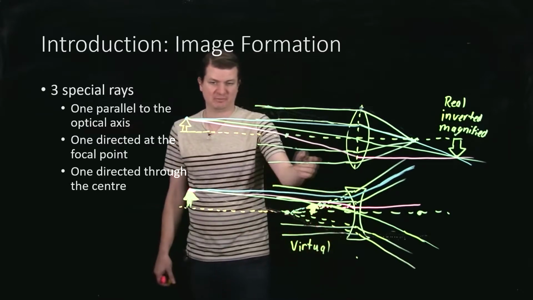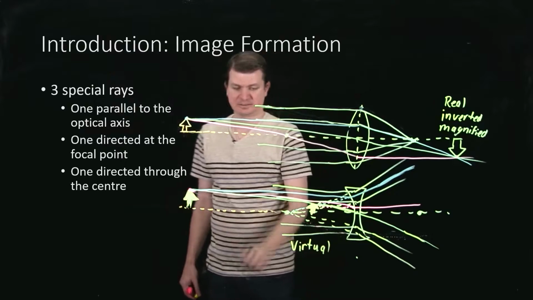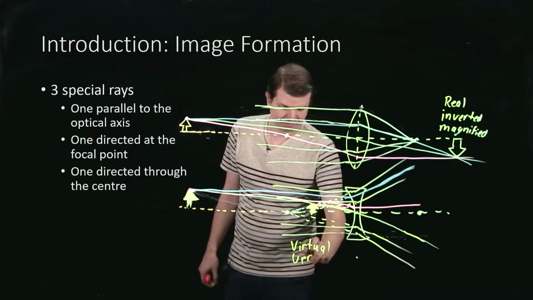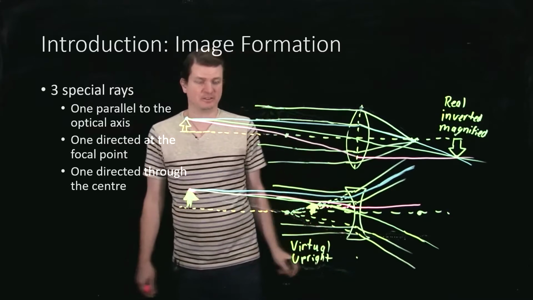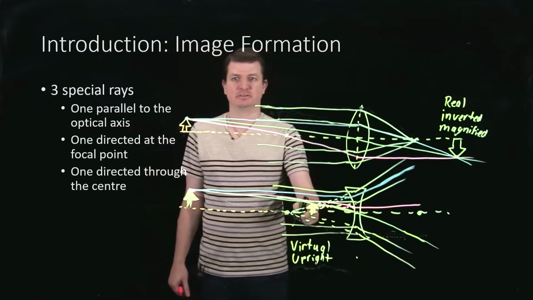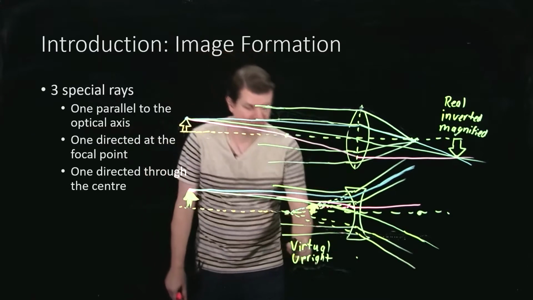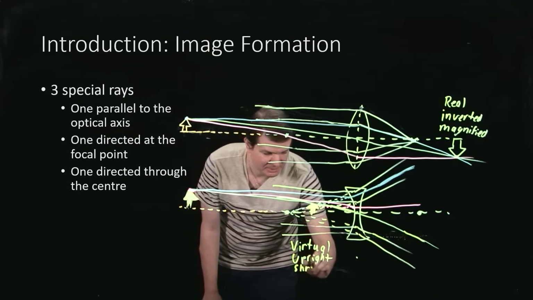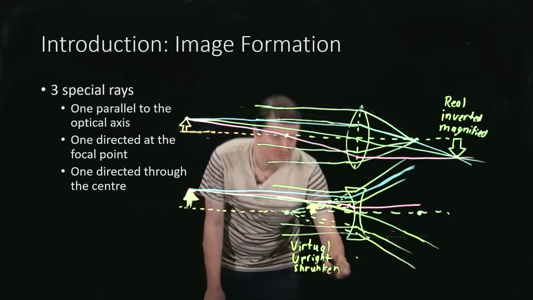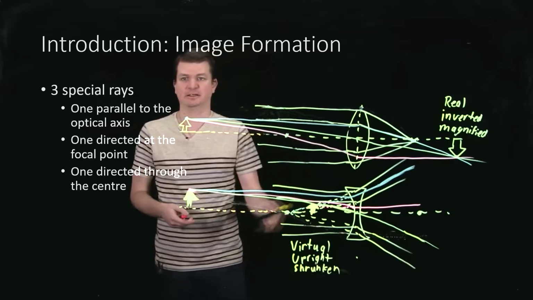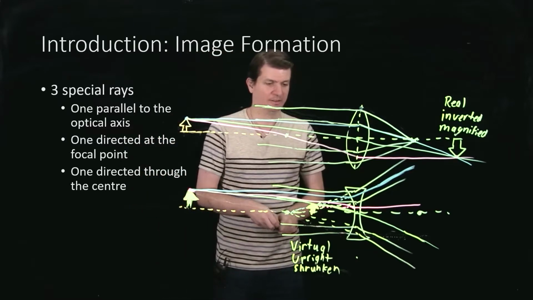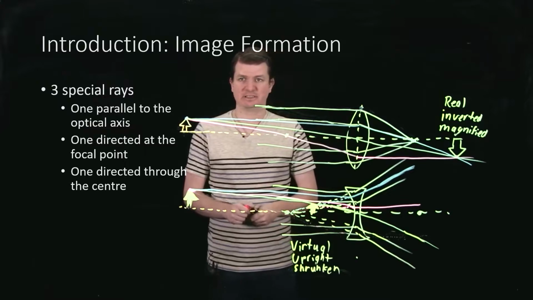In terms of being inverted or not, you can see it is upright. And then in terms of magnification, you can see that this image became smaller compared to that one. So you can call that a shrunken or demagnified image, or something to that effect. Okay, so those are the differences.